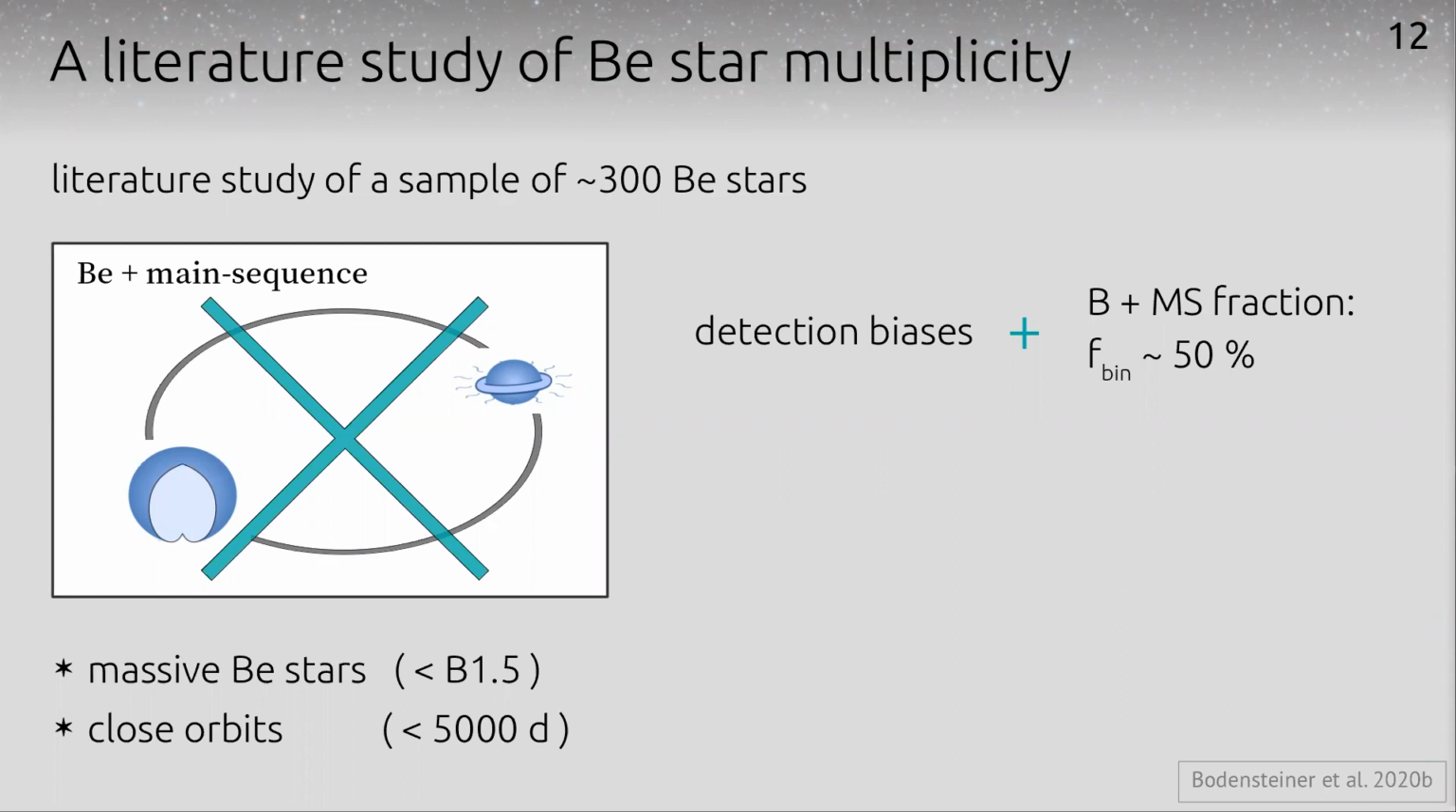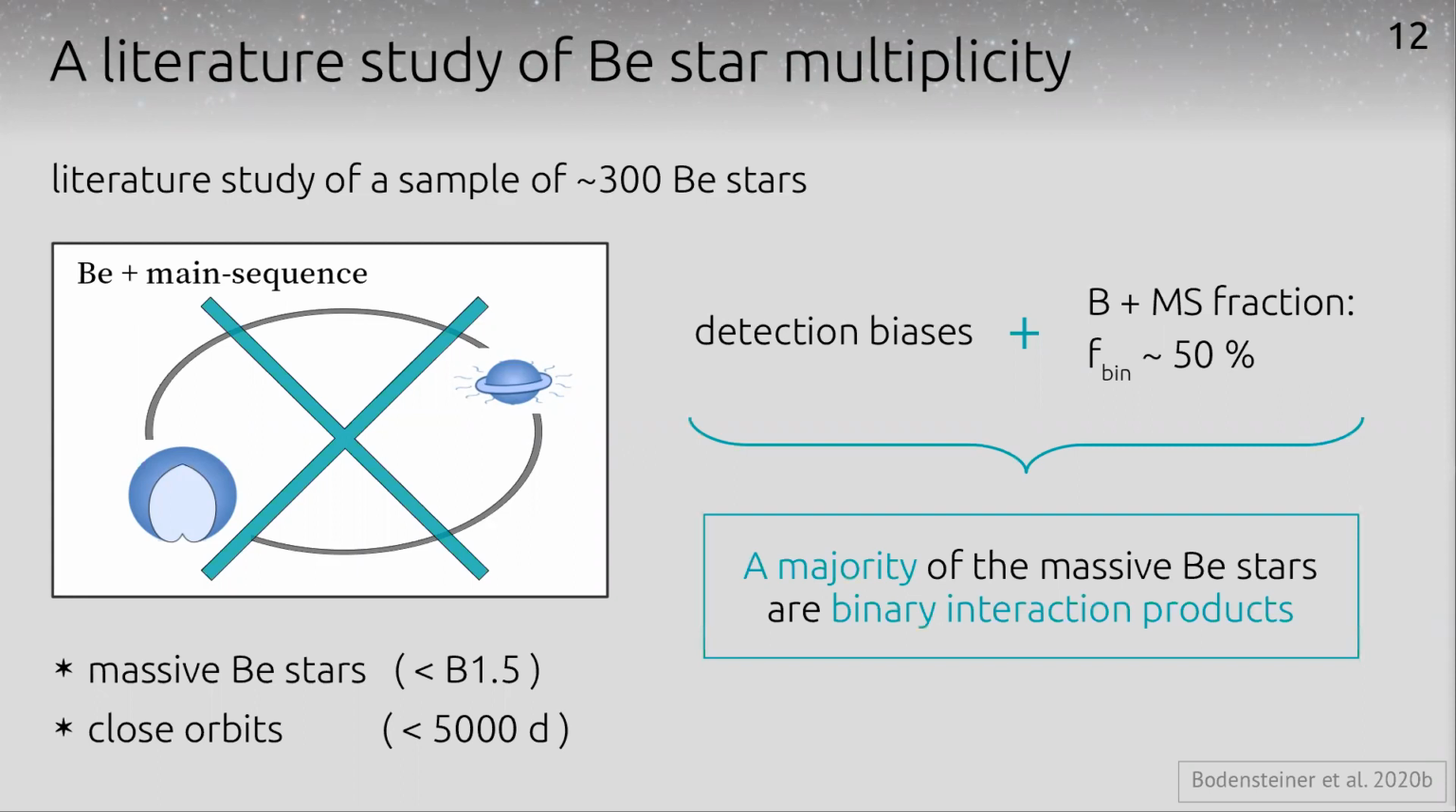But if we do a very conservative estimate of the detection biases, and also take into account that, as I said before, B stars have a binary fraction with main sequence companions of around 50%, and we combine these two things, then what we find is very well in agreement with the idea that massive BE stars are binary interaction products, just based on the fact that no main sequence companions are observed for them.